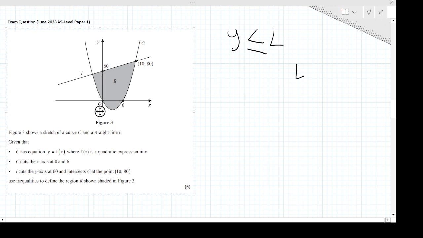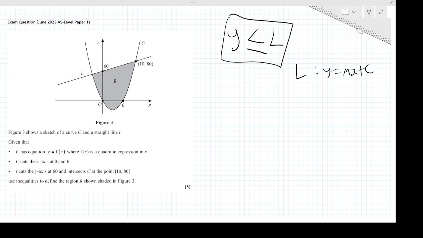Now L is a line, so it's going to be y equals mx plus c. That's the general equation of a line. We're going to have to find that line. It's not good just saying y less than or equal to L. We need to find exactly what that line equation is. We'll get to that in a minute. Let's just find the inequalities first. Okay, so that's the line.